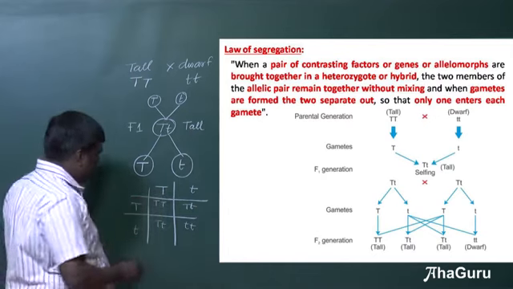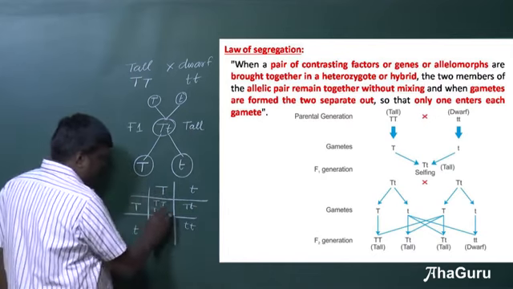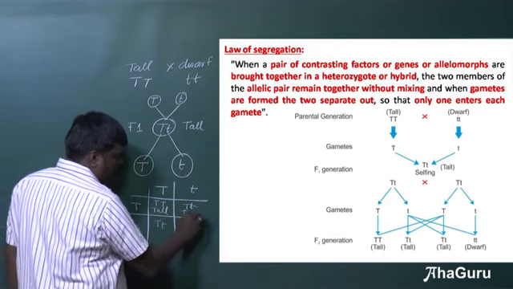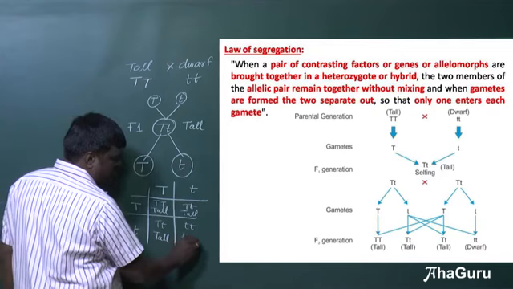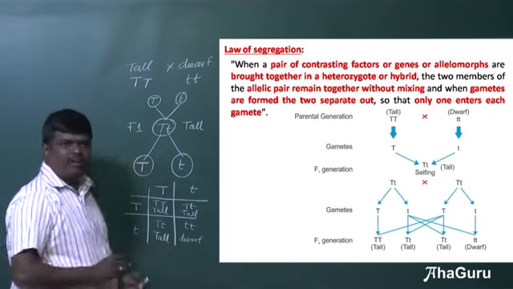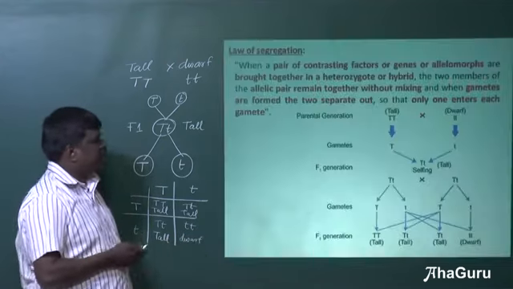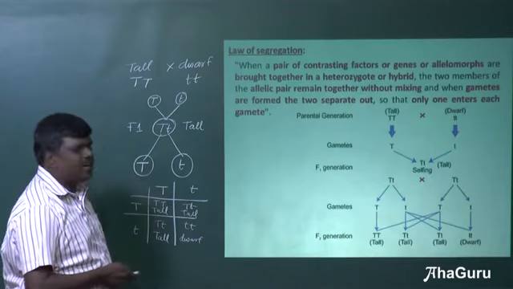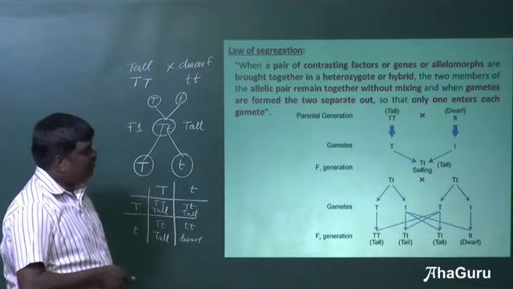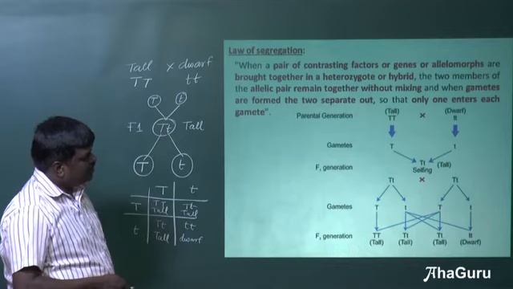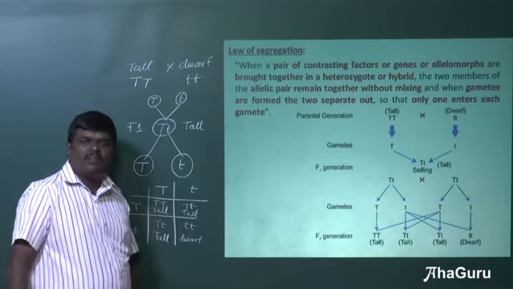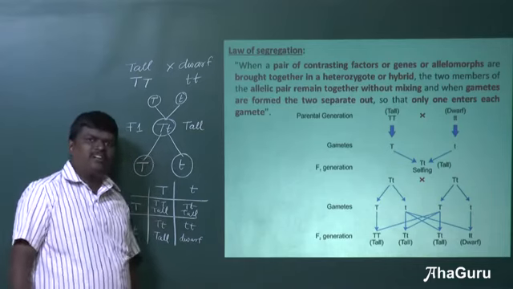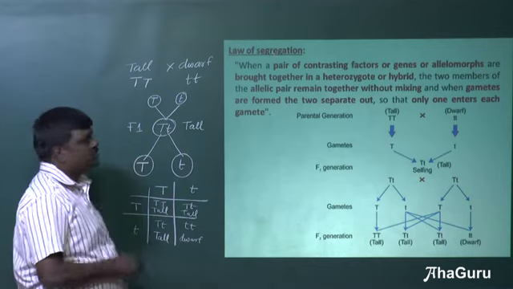In the F2 generation, if you see here, this plant is tall, this plant is tall, this plant is tall, whereas this plant is dwarf. According to the law of dominance, the character that is expressed in F1 is called the dominant character. And here in the F2 generation, we can see that even recessive characters appeared. How did this recessive character appear? Because of the law of segregation.